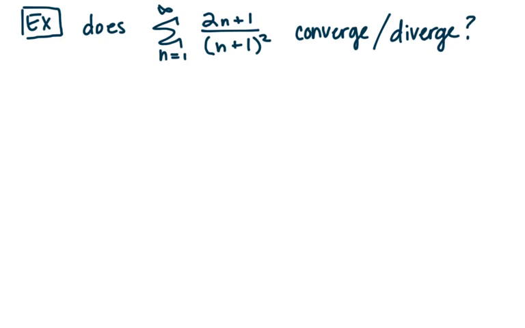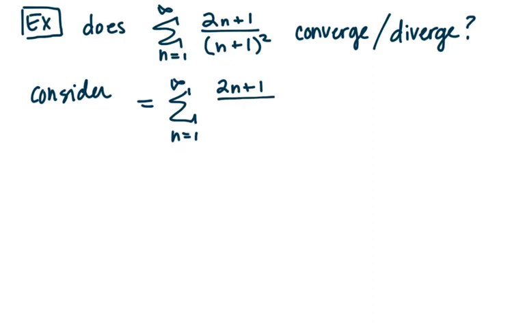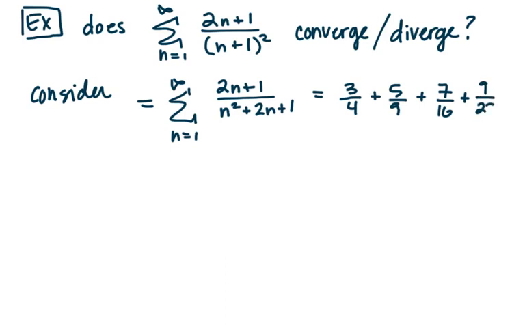Can we make it look like something we know? So let's consider what that series looks like. If I FOIL that denominator, this would be the same as saying my sum from n equals 1 to infinity of 2n plus 1 over, foiling that, n squared plus 2n plus 1. And my terms, if I start listing them out, I've got 3/4 plus 5/9 plus 7/16 plus 9/25, and this keeps going.